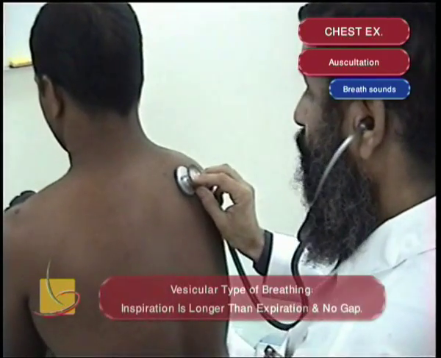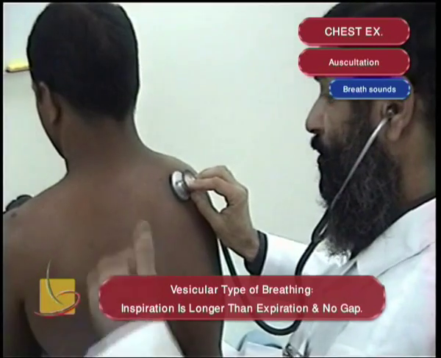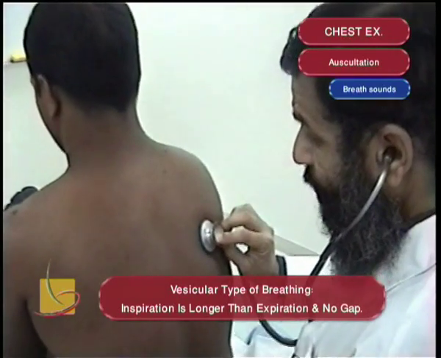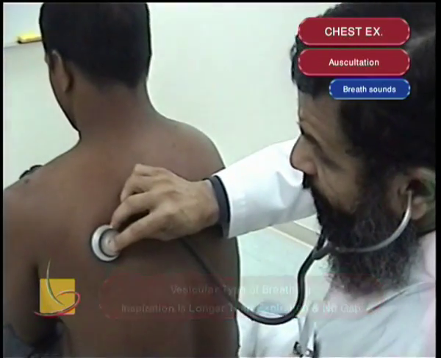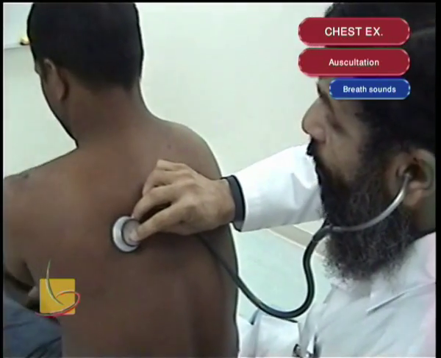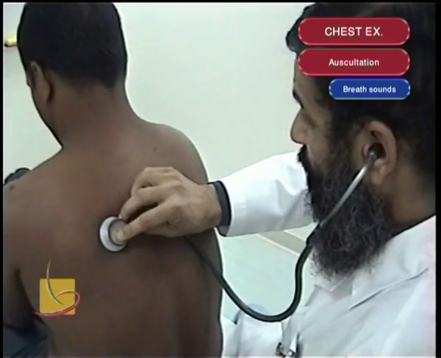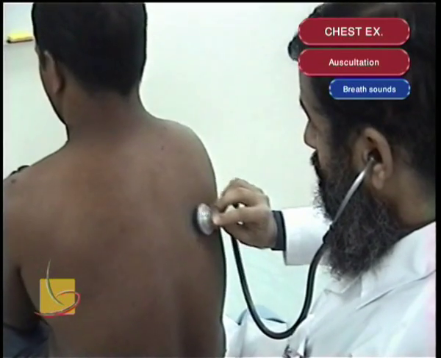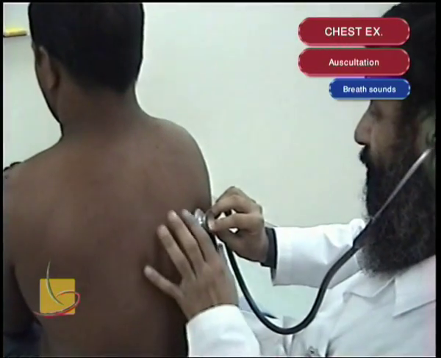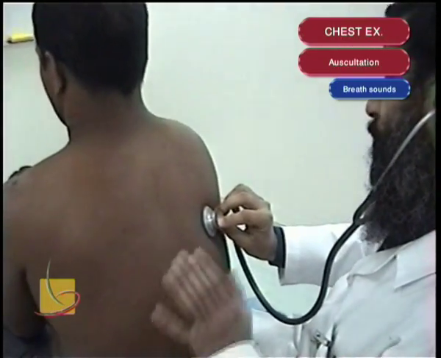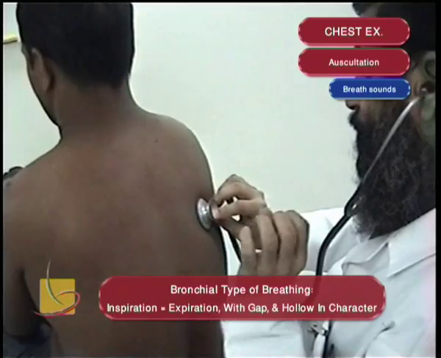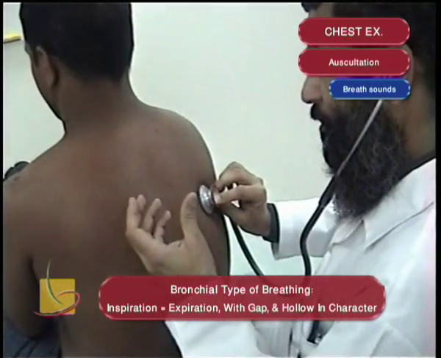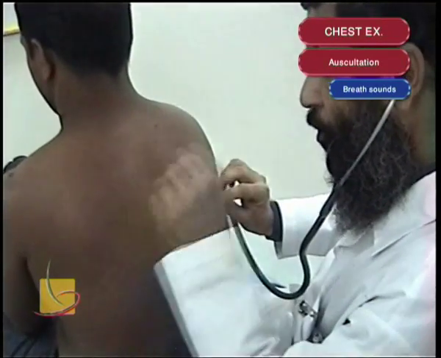And I'm sure that you remember that in vesicular breathing, the inspiration is longer than expiration, and there is no gap in between. I do the same in both sides. In some patients, you may be able to detect the so-called bronchial breathing. Take a deep breath. For example, the bronchial breathing in this area. What is a bronchial breathing? Inspiration is equal to expiration, there is a gap in between, and it is hollow in character, as if you are breathing in a tube or pipe or something.